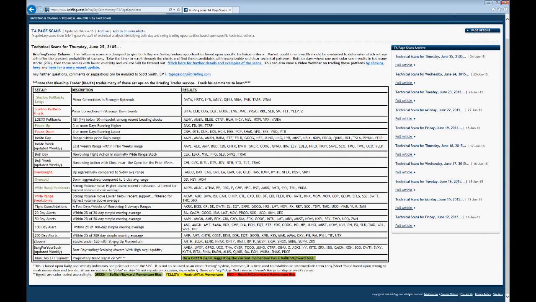Bang for your buck, this is an excellent list if you don't know where to go and you don't know what to trade, day trading on a daily basis or swing trading. These are basically the more volatile names in the market that are trading heavy volume, millions of shares, but they also have an average daily range of greater than $2 or $3. So there's plenty of liquidity here as well as volatility to take advantage of.